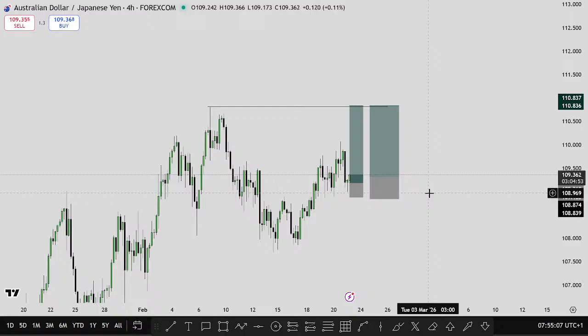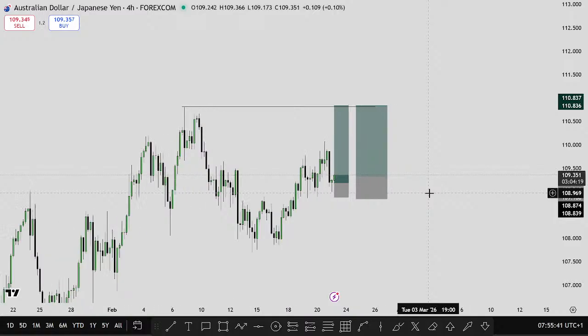0.07 lots, buy. 110.837. Instead of me placing the trade, I was taking what do you call this thing again? Limit order. Okay, so I've taken the trade on AUDJPY already, so let's see how it goes.